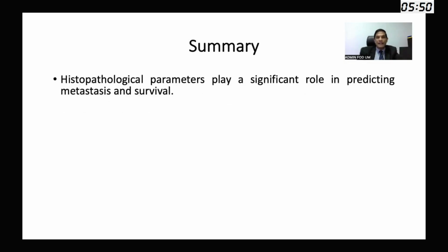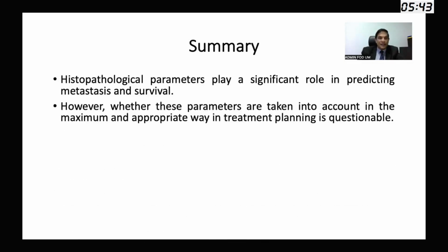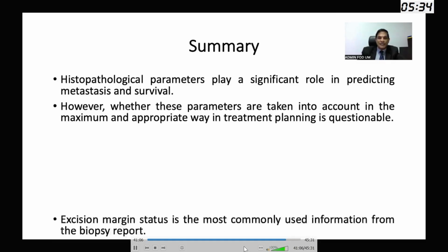In summary, ladies and gentlemen, histopathological parameters definitely play a significant role in predicting metastasis and survival. However, whether these parameters are taken into account in the maximum and appropriate way in treatment planning is questionable. So that's what I was trying to say earlier as well.